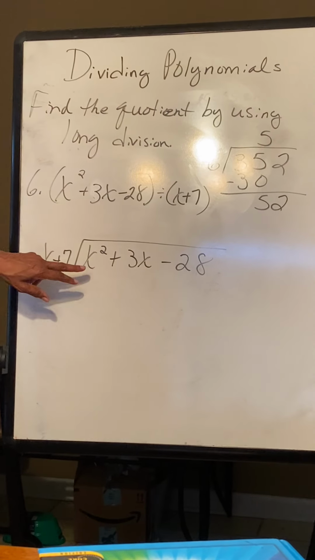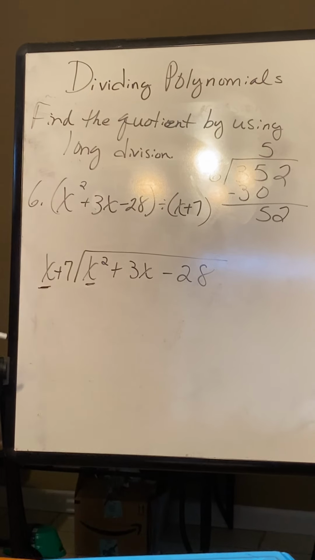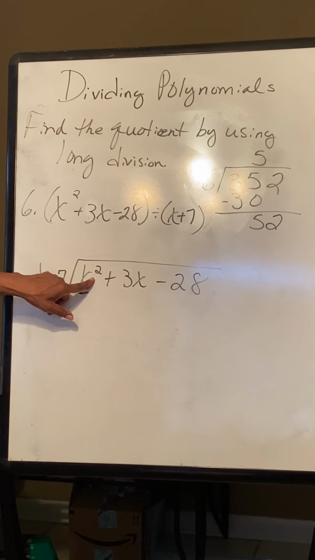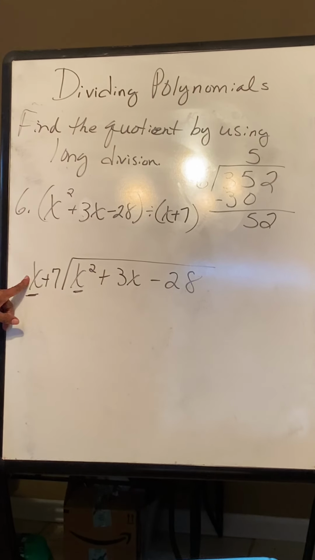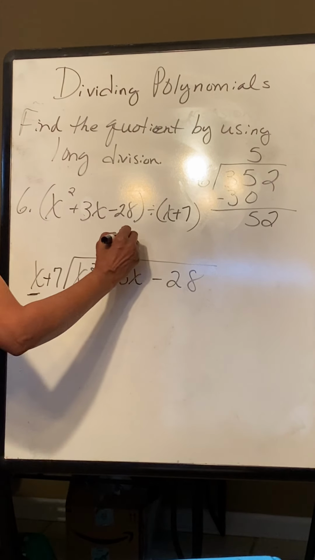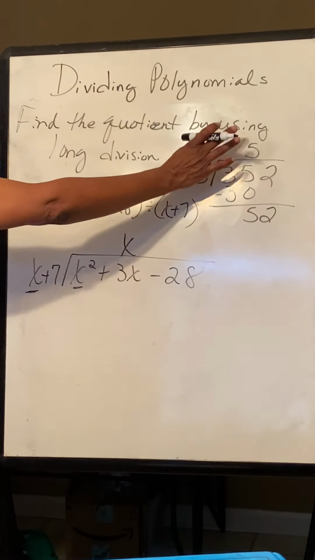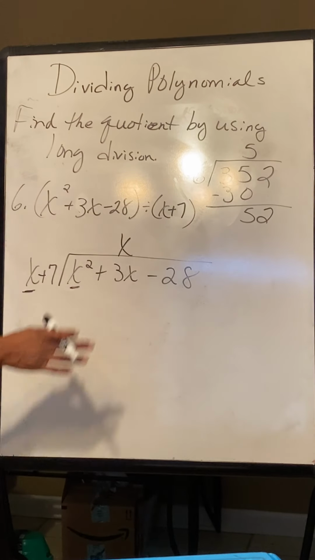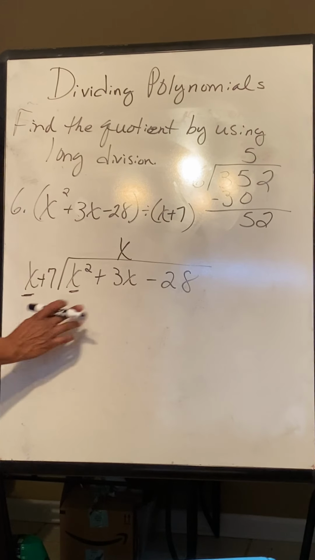Now I'm going to take the first term in my dividend and divide it by the first term in my divisor. So I'm asking myself, x squared divided by x gives you what? Or x times what would give you x squared? It would be an x, so I'm going to put an x up here in my quotient. Again, once you put something in your quotient, you multiply. So I'm going to multiply this x times everything here in my divisor.